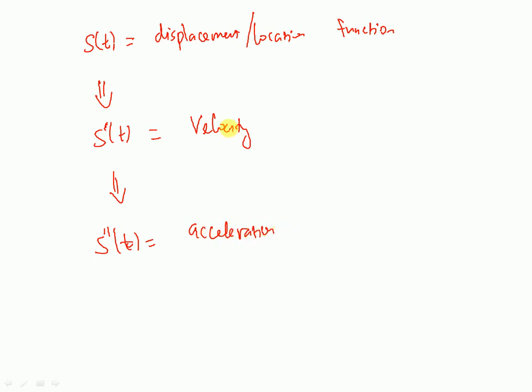So I want you to remember this one very carefully. The displacement or the position function: if we take the first derivative, you get the velocity. If you take one more, the second derivative, you get the acceleration. So make sure that you memorize this stuff. Okay, so that is the end of section 2.8.